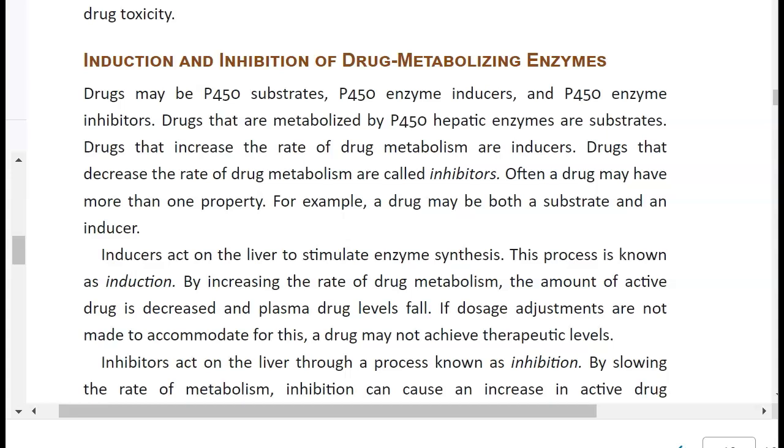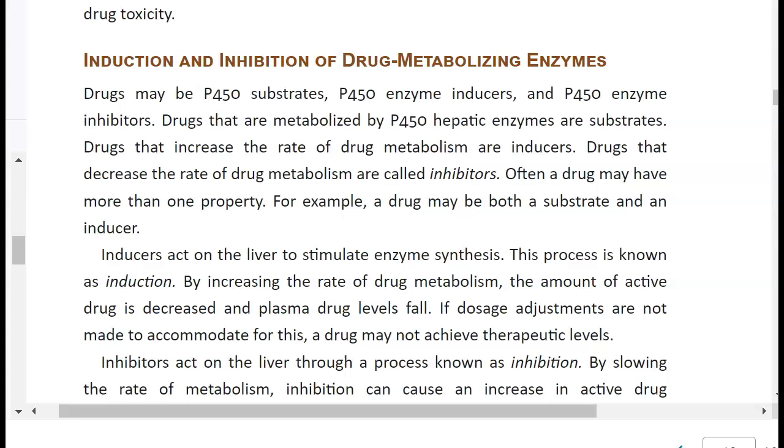Drugs that increase the rate of drug metabolism are inducers. Drugs that decrease the rate of drug metabolism are called inhibitors. Often a drug may have more than one property. You could be both an inducer and an inhibitor.